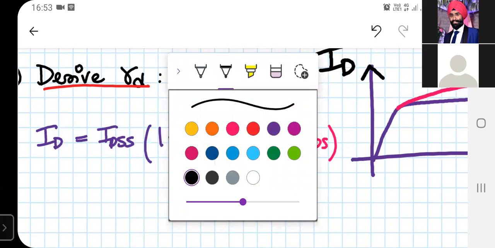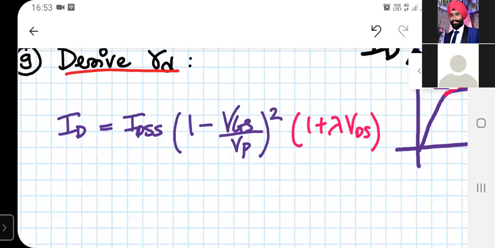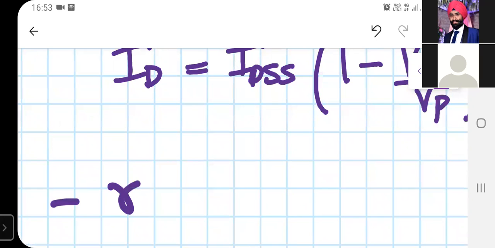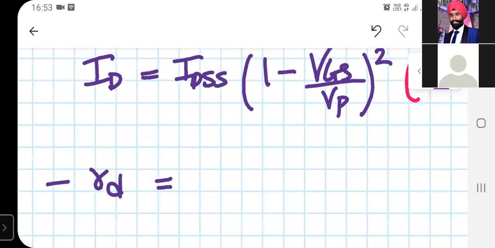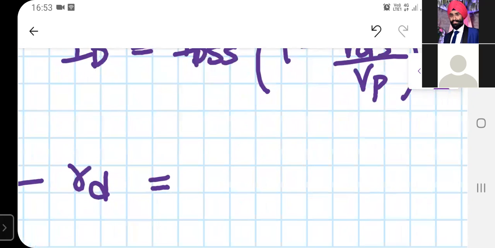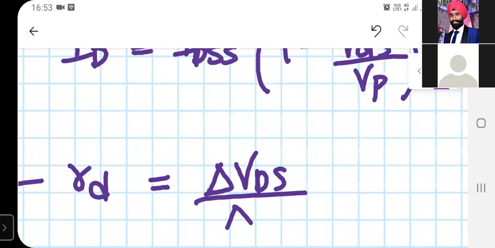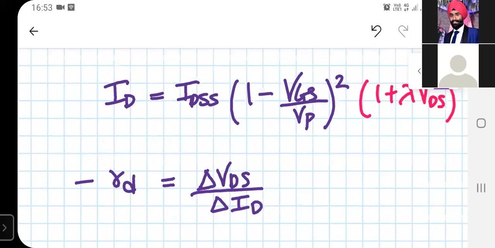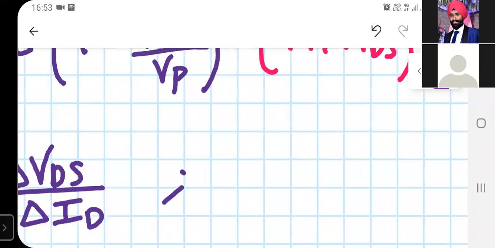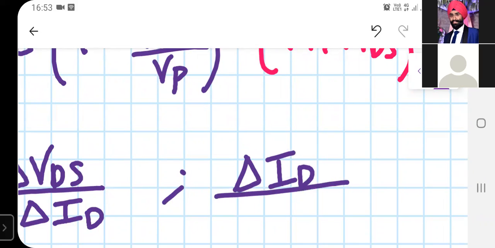So what is the RD formula? I mean, what is the RD definition? Let me reduce the size so you can write along. RD expression is given by delta VDS upon delta ID. But with the help of this expression, first we will determine delta ID upon delta VDS. So first let us find delta ID divided by delta VDS.